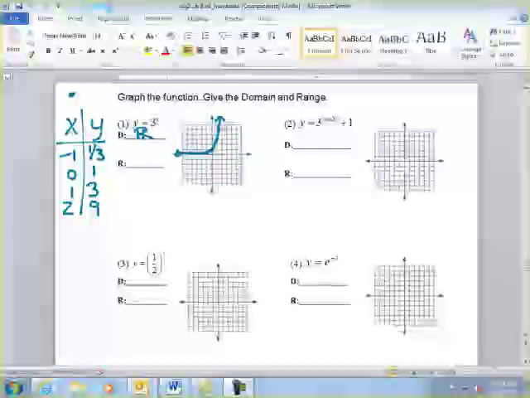Range talks about y's. What kind of y values will we get? Anything bigger than 0, because that asymptote at the x-axis cuts it off, and we will never get anything on the lower half. So y will only be greater than 0. Question?